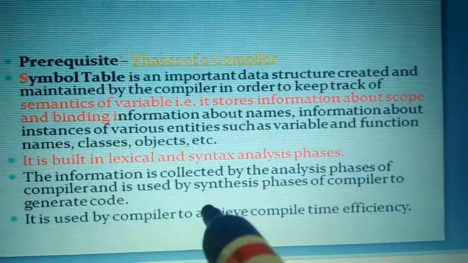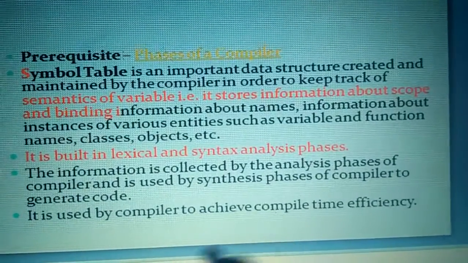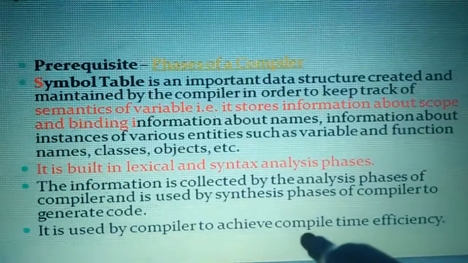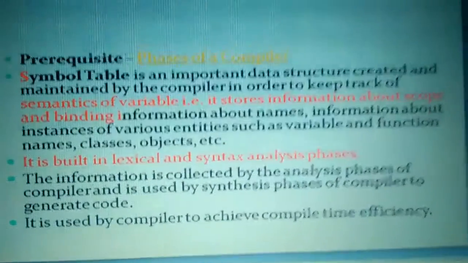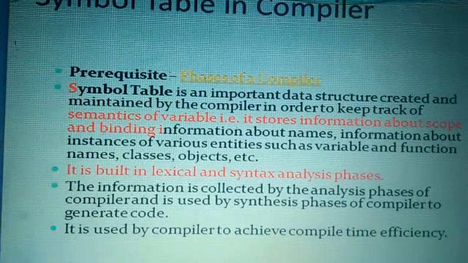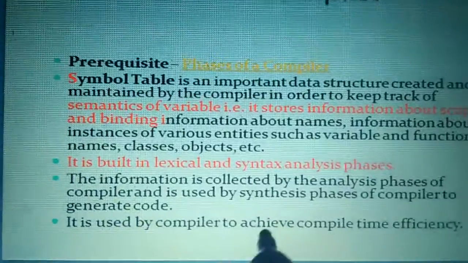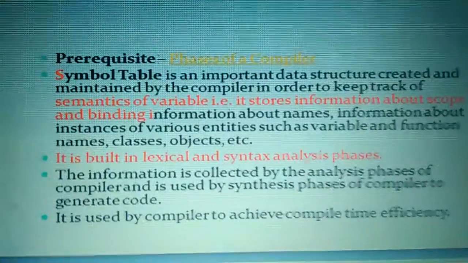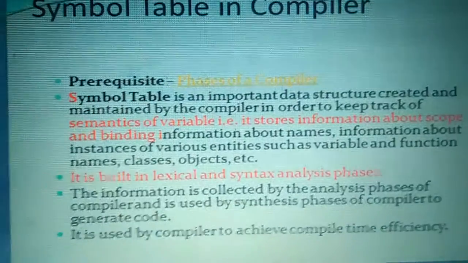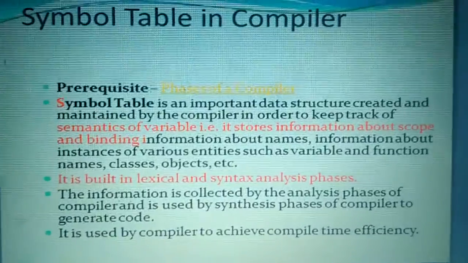This information is collected by the analysis phase of the compiler and is used by the synthesis phase of the compiler to generate the final target code. It is used by the compiler to achieve compile time efficiency. Here we make note, a very important point: it is used by the compiler to achieve compile time efficiency, because if the same variables are frequently used, it need not go back into the memory and check for the variable and make use of that variable.